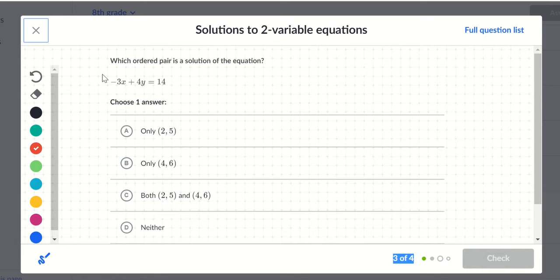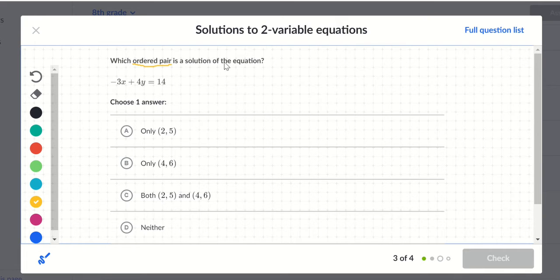All right, so here's the question. Which ordered pair is a solution of the equation? When you first read this question, it may be a little bit hard to understand what it's asking. So what we want to do is break down the question and focus on what it is that we do know. I will start with ordered pair.